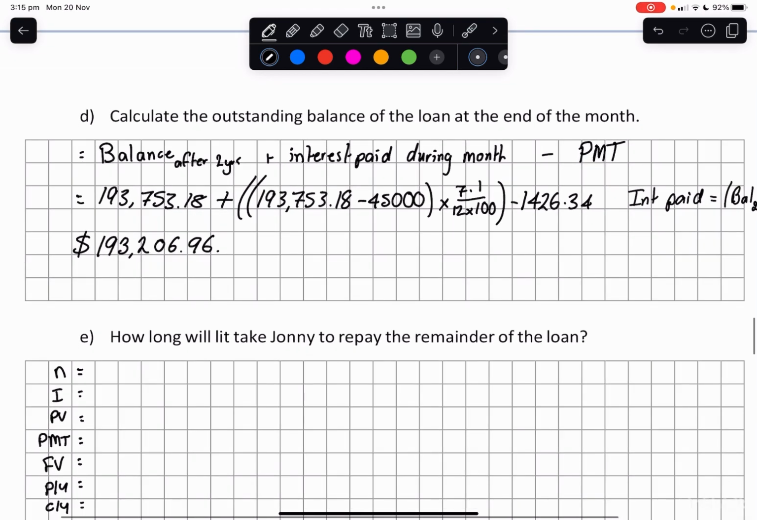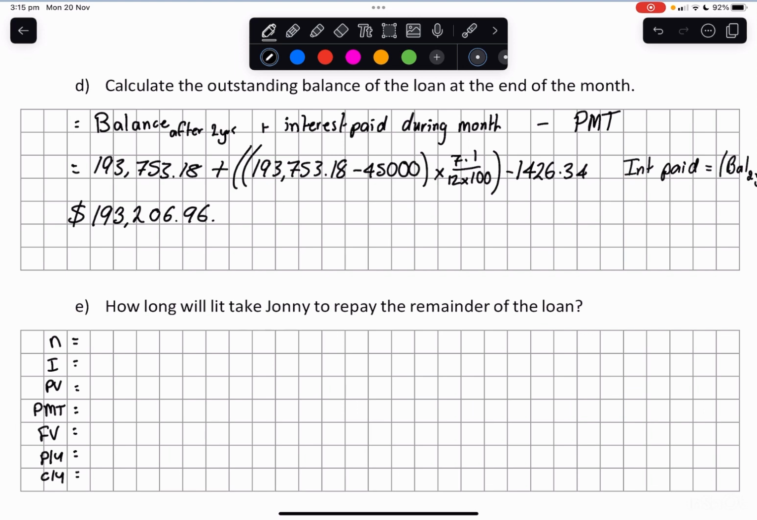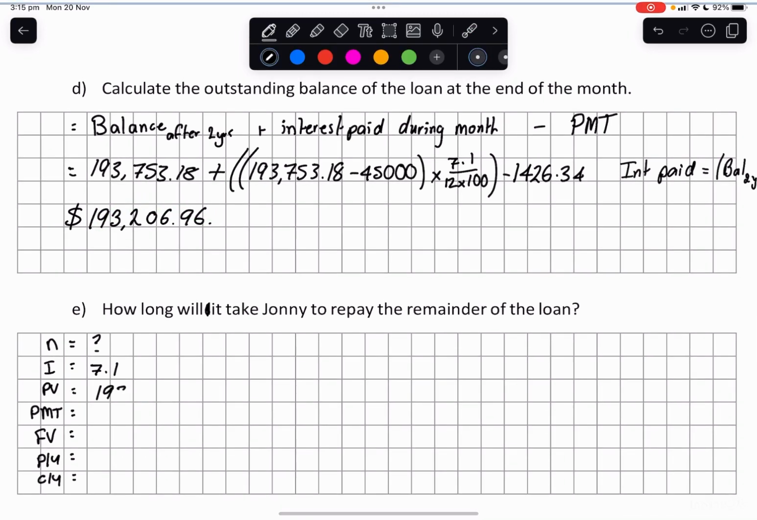So how long will it take Johnny to repay the remainder of the loan? So we want to work out how long. My interest rate is still 7.1. My PV currently now is this value here, 193,206.96. PMT has stayed the same, so 1426.34. We want future value to be 0, and we're still working in months. So it takes approximately 274 months to pay the remainder of the loan.